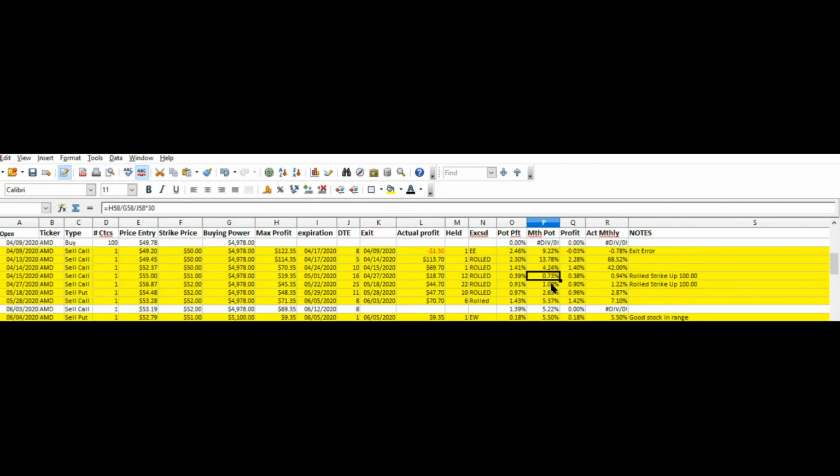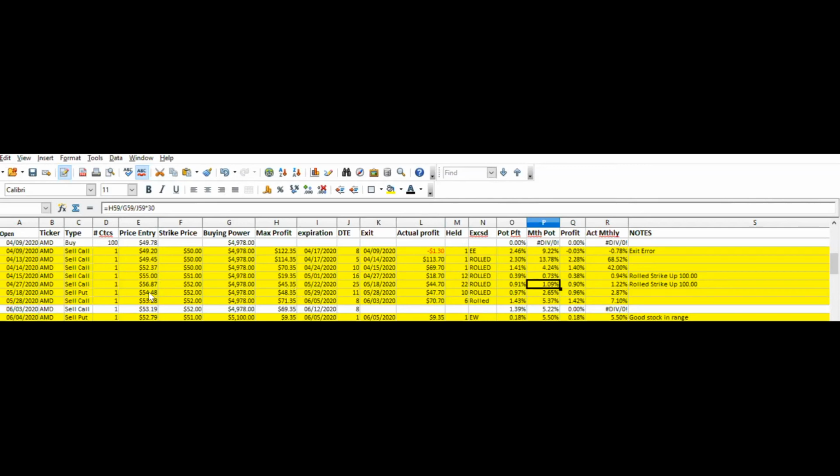And so you can see I held that for 12 days. So 4 days before expiration, I was able to roll it up again, and this time I was able to roll it up another $1, so up to $52 on the strike. Made $45.35. It was 25 days out to expiration. So that would have been a 1.09%. But again, I'm okay with that because I'm making more if it gets called away.